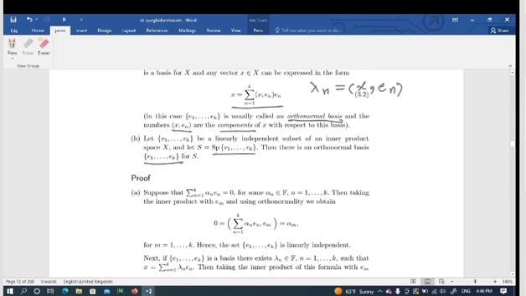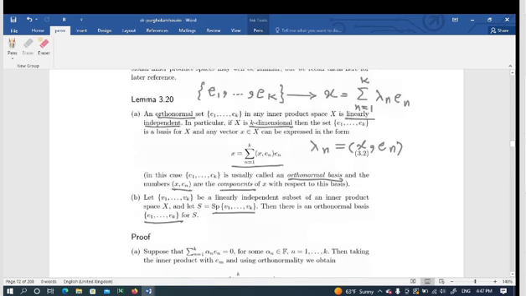So part A of this lemma says that for any x in a k-dimensional vector space that is an inner product space, if this set is an orthonormal basis, it is linearly independent, and we can write any vector x as this sigma, such that the lambda n of this sigma equals the inner product of x and En.